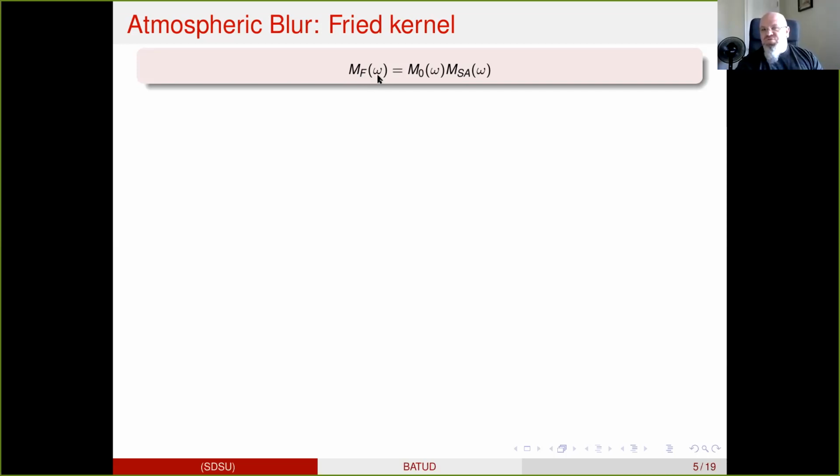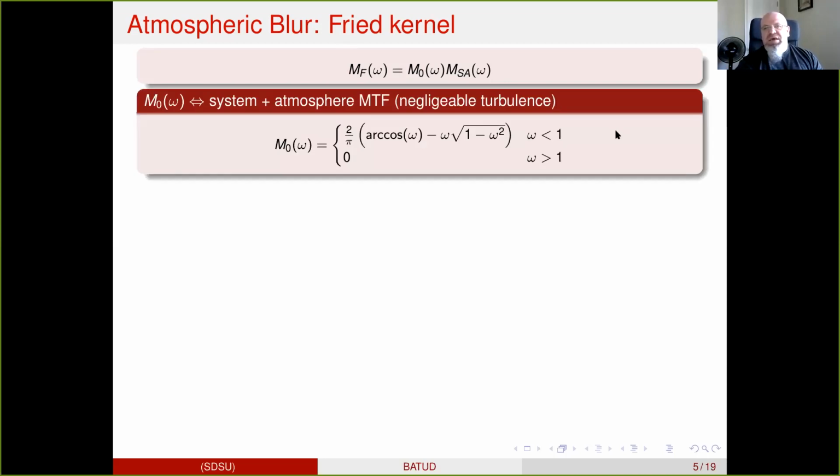This kernel is expressed in the Fourier domain, so omega represents the frequencies. The way the Fried kernel is designed, it's the product of two terms: M0 of omega and MSA of omega. What are those two terms? The first one, M0 of omega, is basically given by this, and it corresponds to the MTF, the modulation transfer function. That's the transfer function of your imaging system, your camera and its different optics, plus the impact of the atmosphere, but where there's no turbulence.